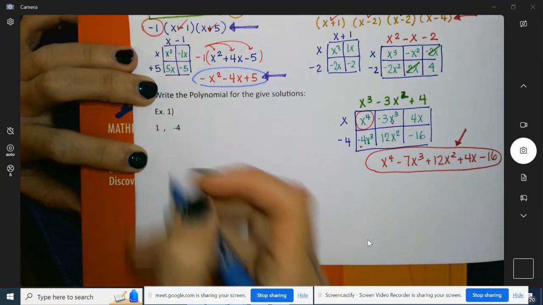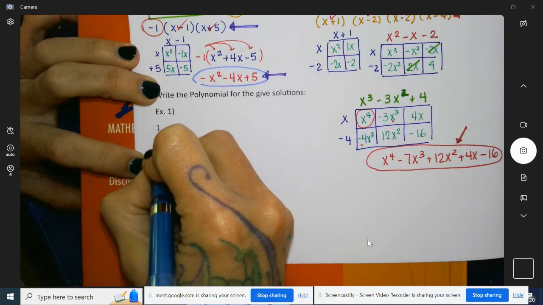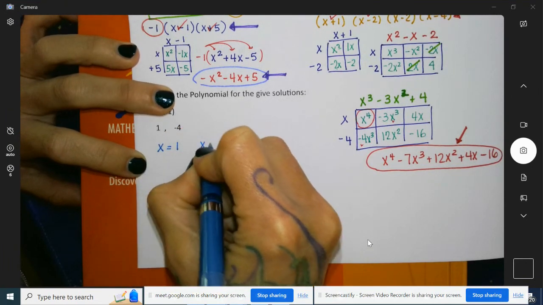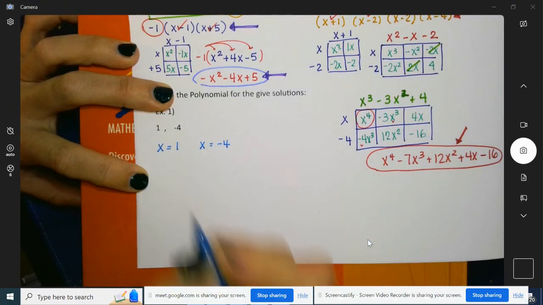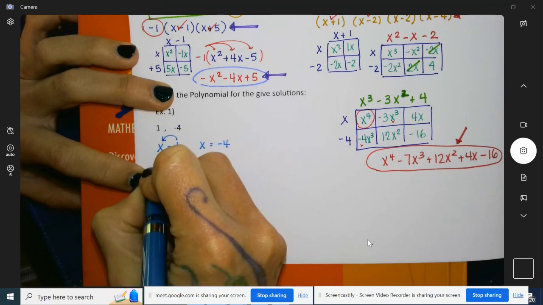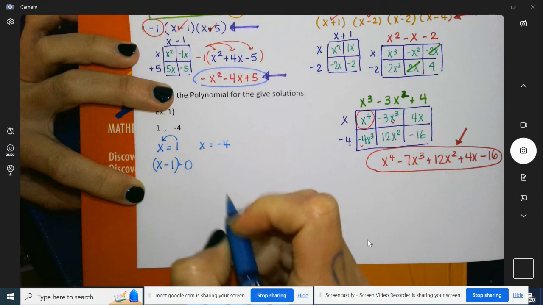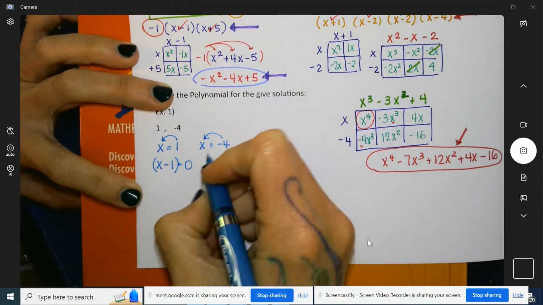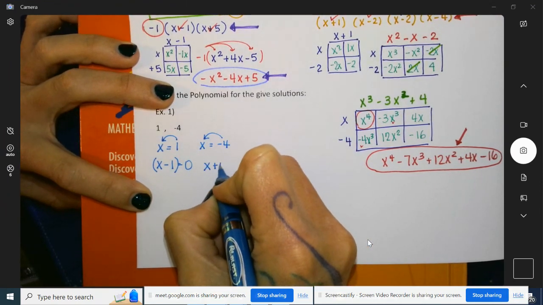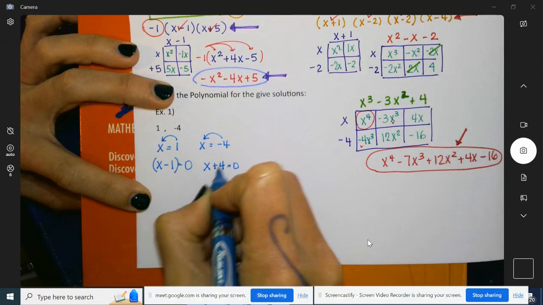So I'm going to skip this one for the most part, except setting up the factor part just to make sure. Positive 1, so the y is we'd write x equals 1 and x equals negative 4. We got to get it set equal to 0, so we're going to move this way, and it's going to be x minus 1 equals 0. That is now my factor, and that negative 4 is going to come over, and that's going to be x plus 4 equals 0, and that's my factor.